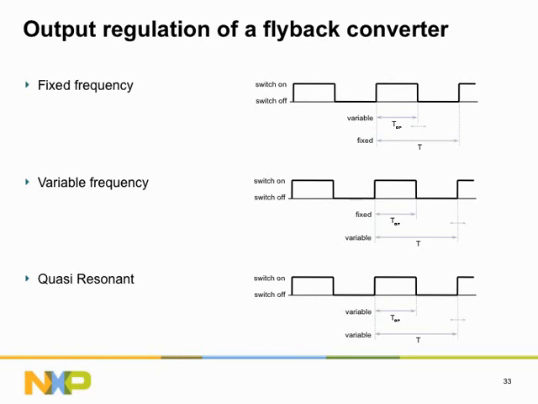In this case, T on is fixed and T is variable. The third method is to vary both T and T on using a smart strategy. In this way, a so-called quasi-resonant mode of operation is achieved. More details about quasi-resonant mode will be given in the subsequent course module.